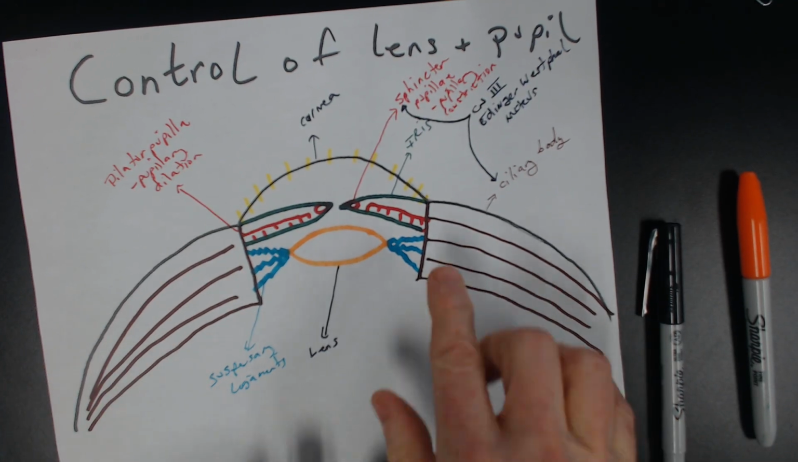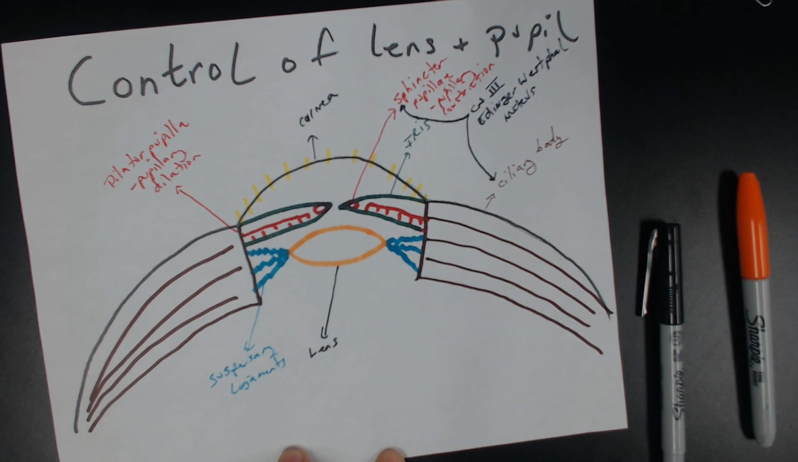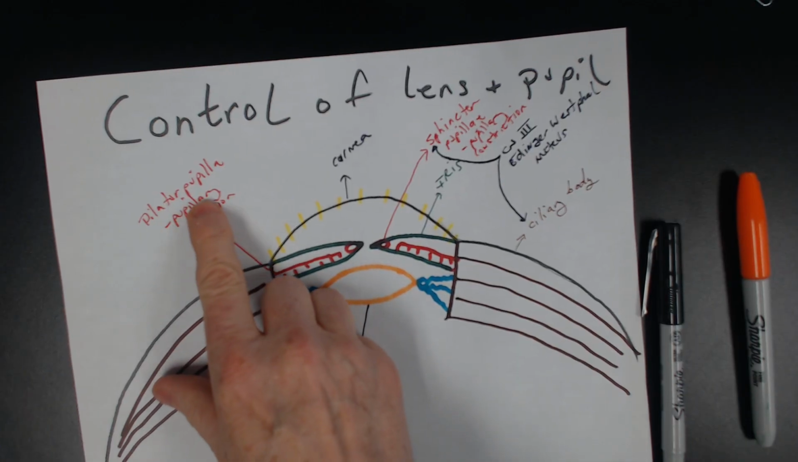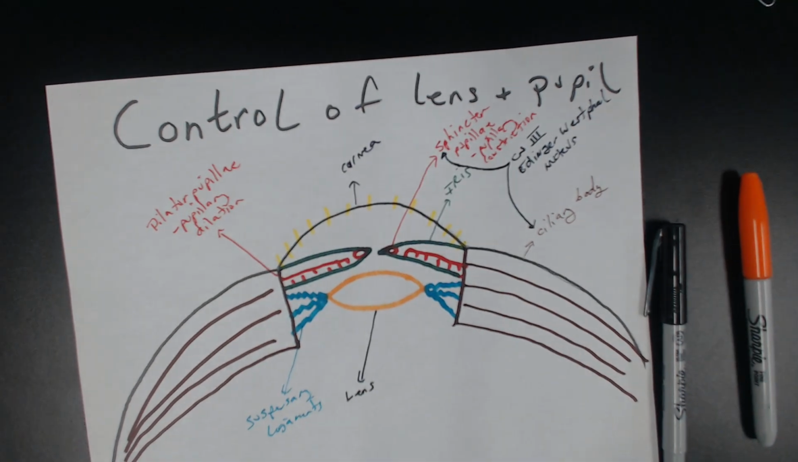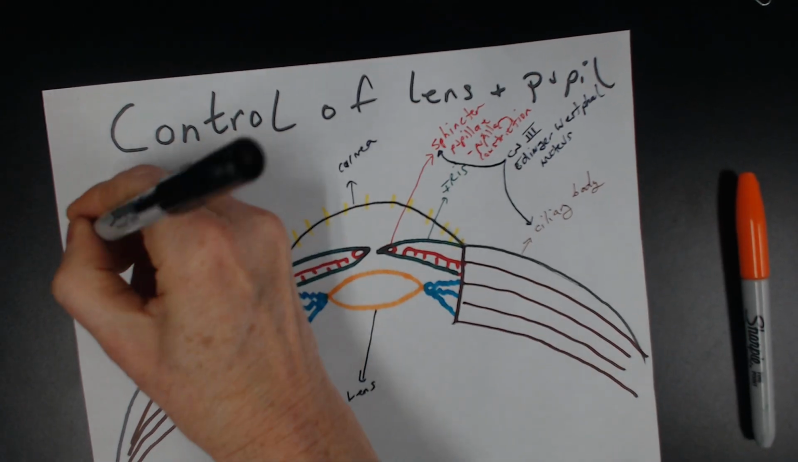Now these are under parasympathetic control. The dilator pupillae, should be E there, is actually under sympathetic control.